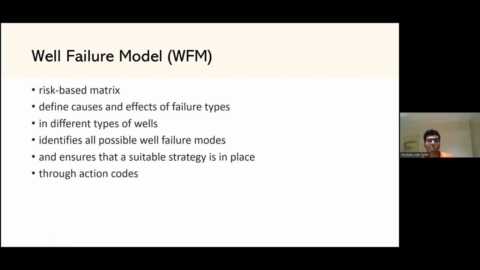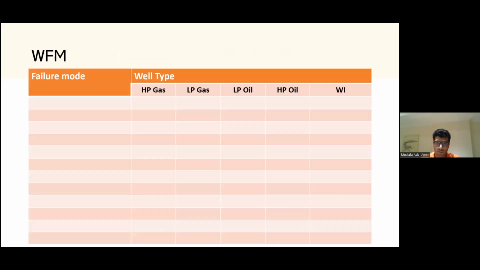The well failure model is a risk-based matrix. It defines causes and effects of failure types and different types of wells, and it gives them the action codes. A well failure model, like the template we have here. We have the failures that we expect to have, and we have the types of wells. This is actually a schematic of a real well failure model. You put the types of wells you have. For example, we classify them as high pressure gas, low pressure oil, high pressure oil, and water injector wells.